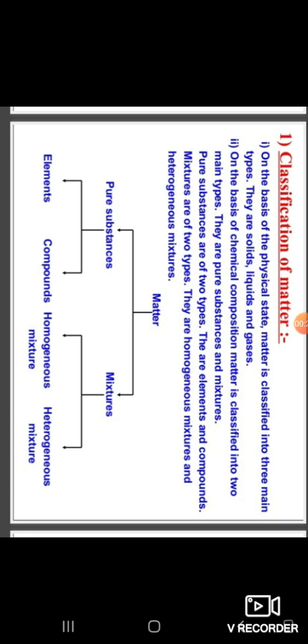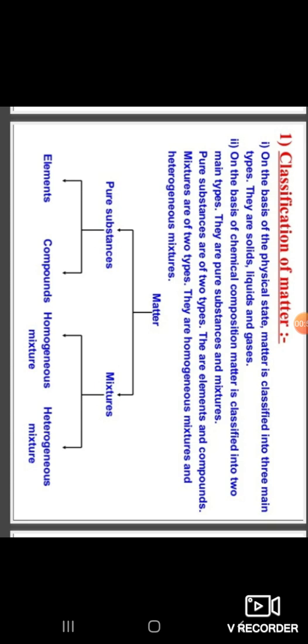On the basis of physical state, matter is classified into three main types. On the basis of physical state, matter is classified into how many types? Three main types. They are solids, liquids and gases, the three physical states of matter.